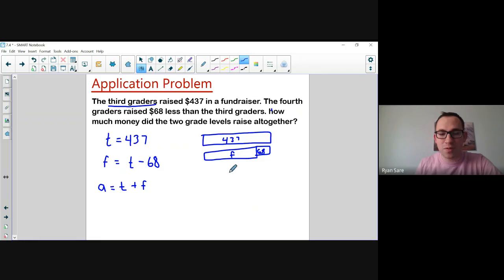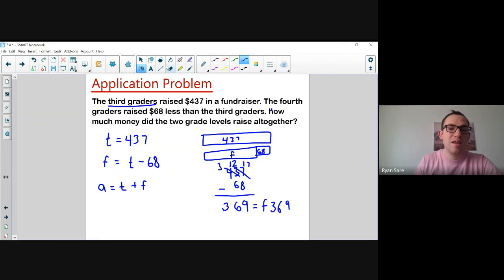Now let's figure out how much the fourth graders raised. It's 437 minus 68. Looks like I'm going to have to make some exchanges here. So this will be a 2, and this will be 17. 17 minus 8 is going to give us 9. 2, I need to make another exchange. This will be 12 minus 6. And then 3 minus nothing is 3. So I know that the fourth graders earned 369. Oh my goodness, I wrote it twice.